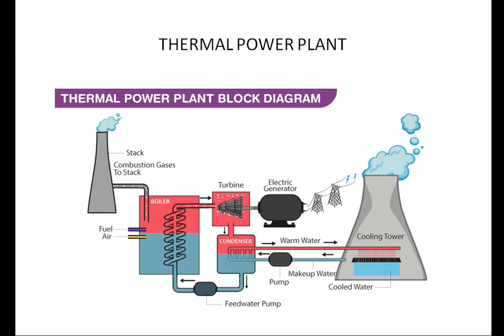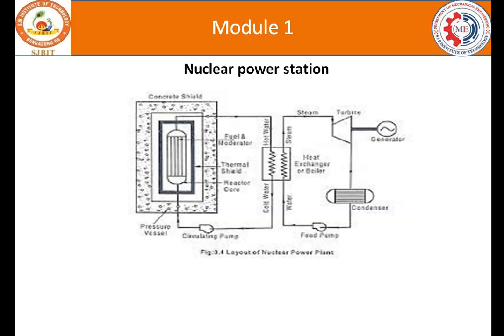Thermal power plant: this is the block diagram of how a thermal power plant works. There will be two towers, one the cooling tower and another the stack. In between those two you will see the electric generator, turbine and a boiler. Fuel and air will be admitted to the boiler. There will be a turbine, a condenser, and warm water, and the electric generator. So it keeps on moving.